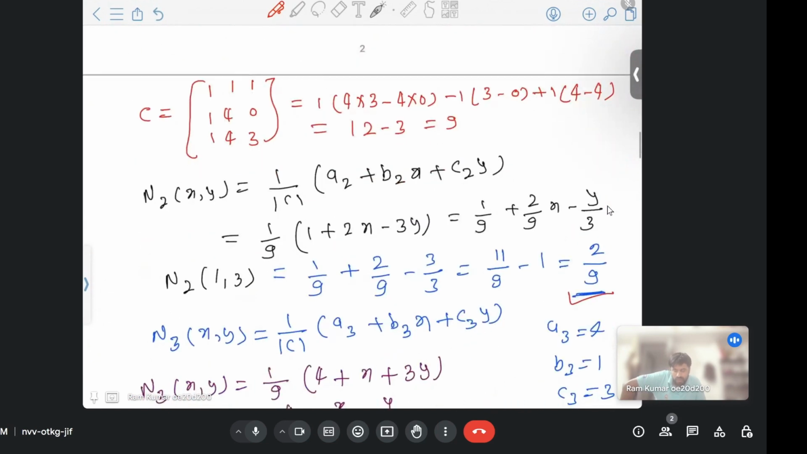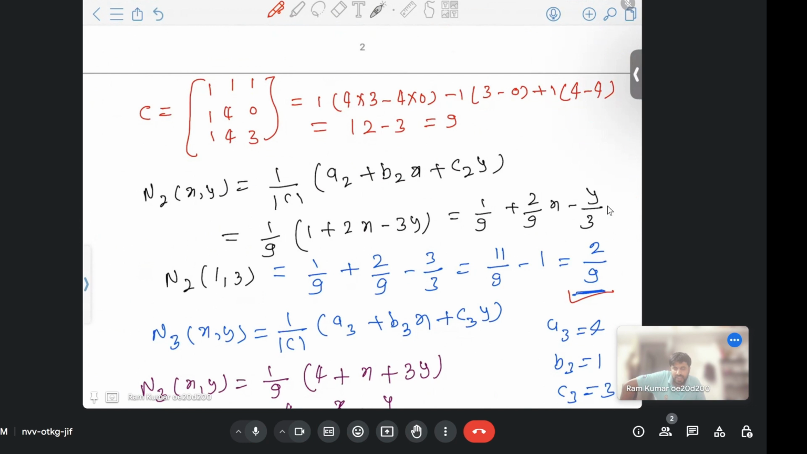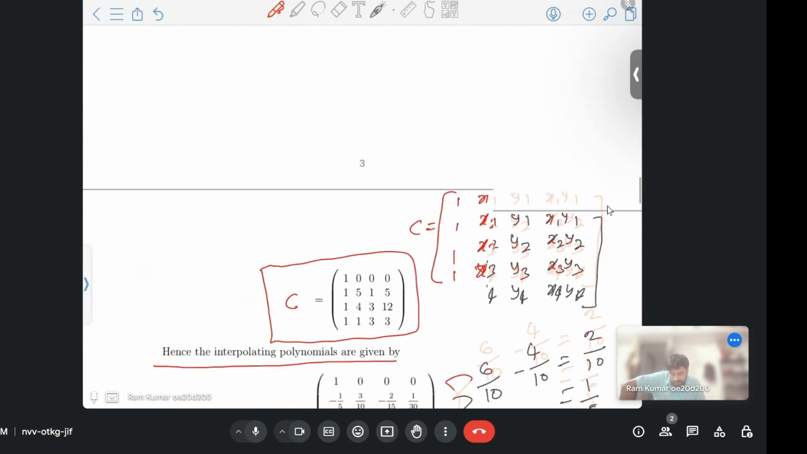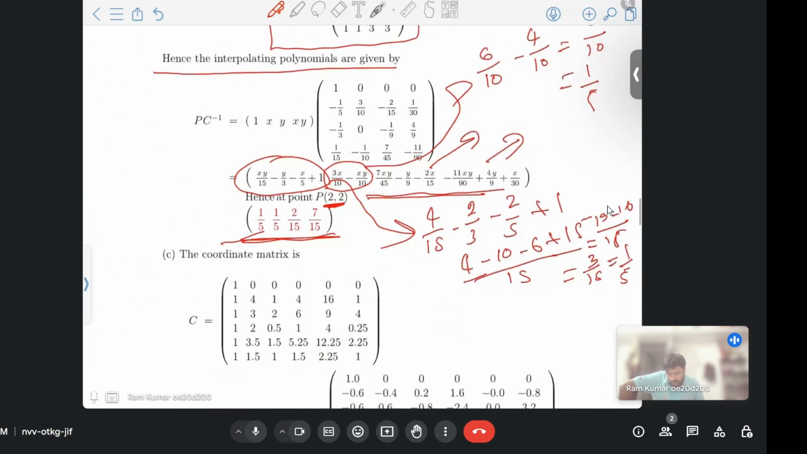I just want to request you, it will be very hectic if you are doing this manually. So just use MATLAB or any other software to do these calculations, because if you are doing it manually, there is a very high chance of error. Now, this is the C matrix for this 6 node element. This is a very big matrix, 6 by 6.